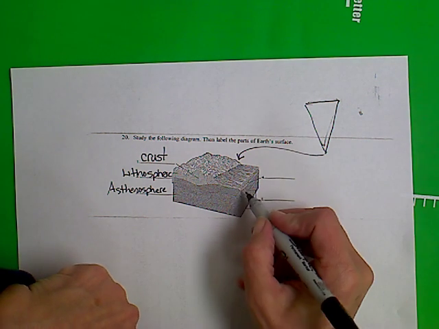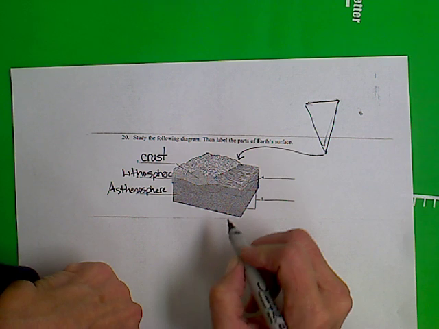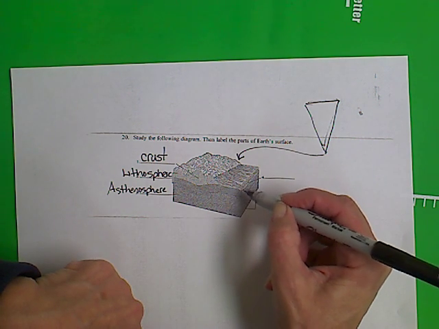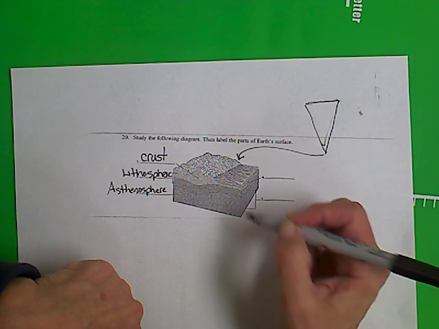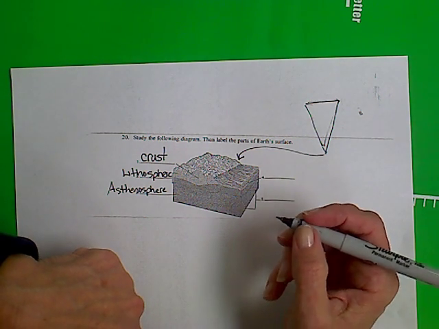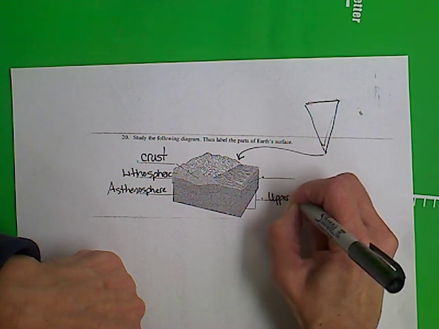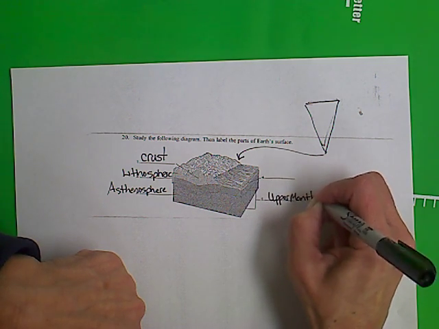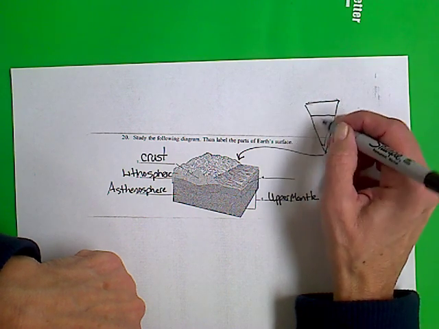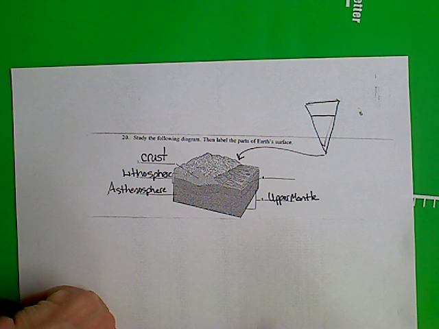With that said, what do you think this whole big layer down here is, the part that includes the bottom part of the lithosphere and most of the asthenosphere? That would be our upper mantle. And that would be this portion up here that we had talked about, not the lower mantle. Remember, we had divided those up when we did that.